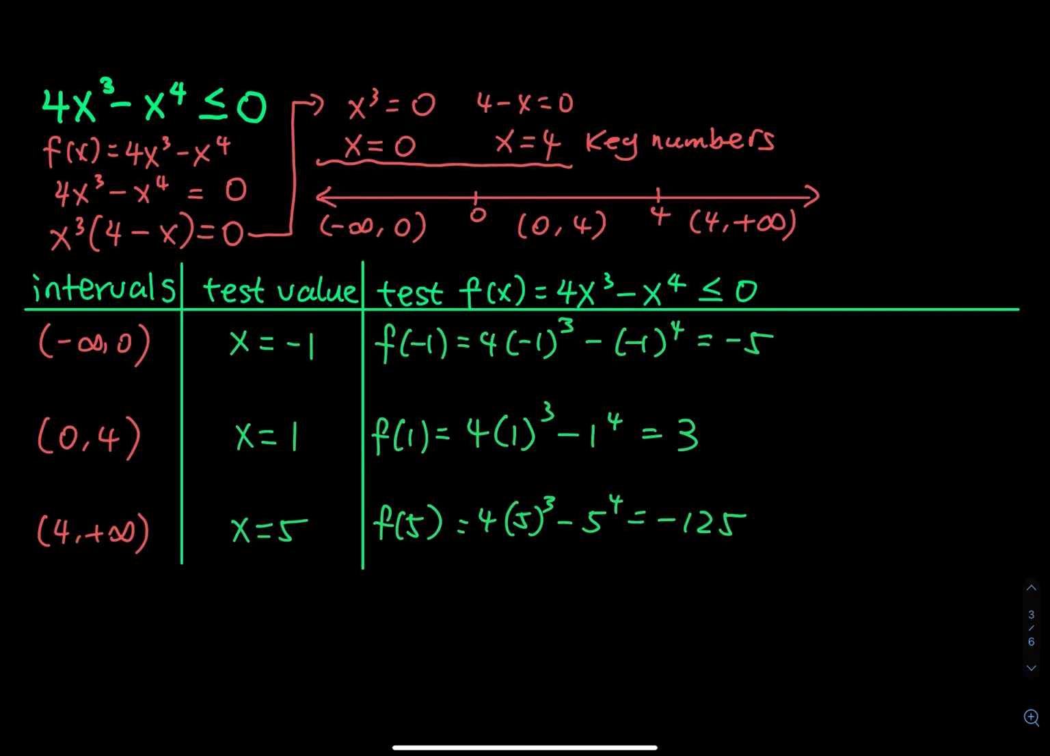Which test interval is the solution? The answer can be found here. You are looking for less than or equal to 0. Which of these is less than or equal to 0? We have a negative 5 and we have a negative 125. So this is less than or equal to 0, and this is less than or equal to 0. Therefore, these two are the intervals that I am looking for. We call that the solution set.